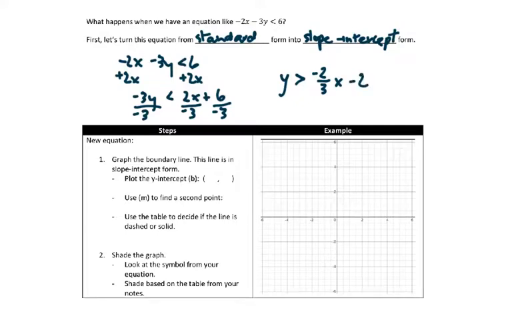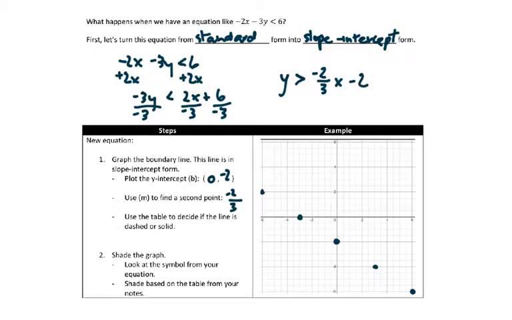Steps are going to be the same. We graph the boundary line. Y-intercept is (0, negative 2). M is negative 2 over 3, so we're going to go down 2, right 3. And we could do it again, down 2, right 3. We could go backwards, up 2, left 3, up 2, left 3. And now I need to decide based on the equation.